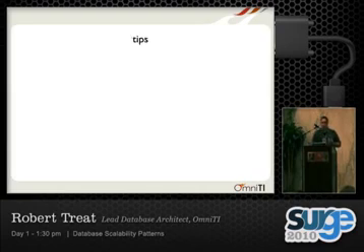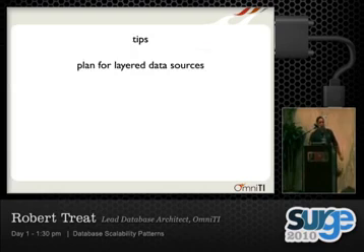So a couple of quick tips, just to re-stress some things. Plan for layered data sources. This is not a foreign concept now, like I said. People are pretty comfortable with the understanding of memcache in front of a database. I will look in one place for data, and if it's not there, I'll go look over in the database for that. So plan for that right off the bat. There's no reason not to think about that as you're building an application.